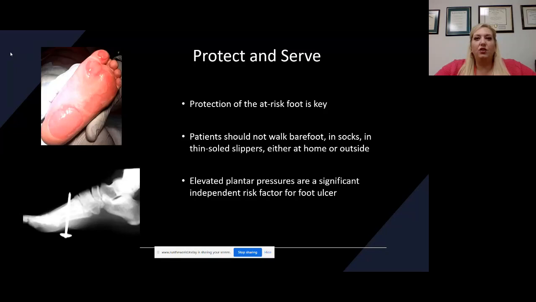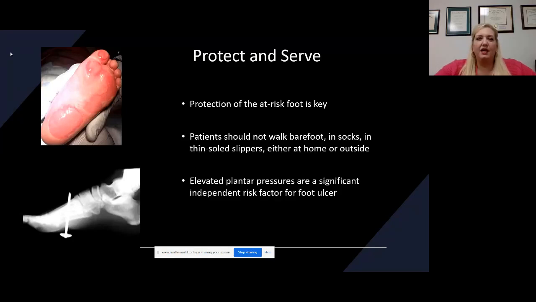And they really should wear something with a substantial sole, something rubberized, in the house as well as outside the house. Elevated plantar pressures are also a significant independent risk factor for a diabetic foot ulcer. So even if they say, oh, my house is very clean, I don't need to wear any kind of protective shoe gear in the house, it is actually also indicated to decrease those plantar pressures to hopefully prevent skin breakdown.